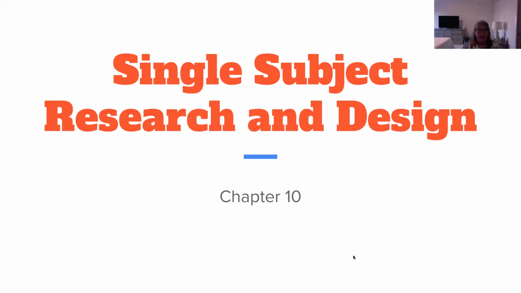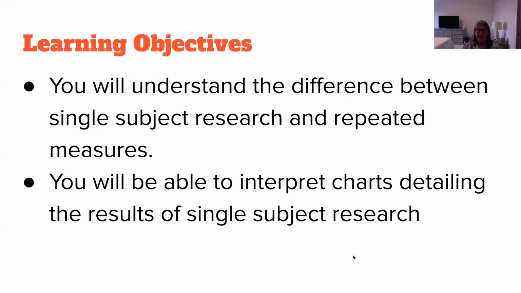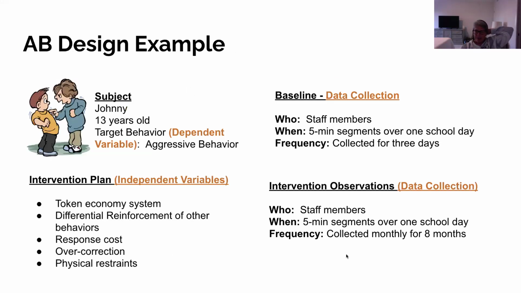Okay. So in single subject research and design, it is still quantitative data. I want you to understand the difference between this and repeated measures, because it's another type of quantitative data that's similar to repeated measures, but single subject is going to be different in some ways. I want you to be able to interpret the charts that detail the results of single subject design.